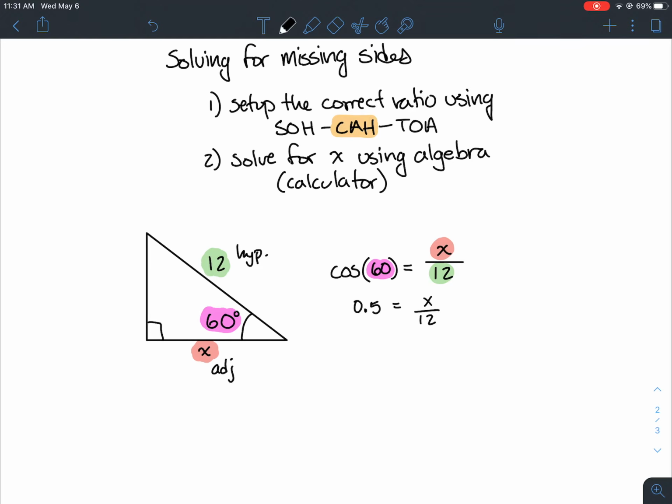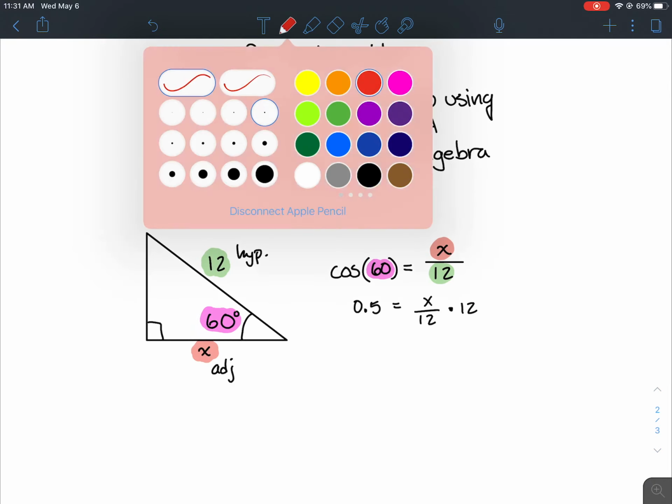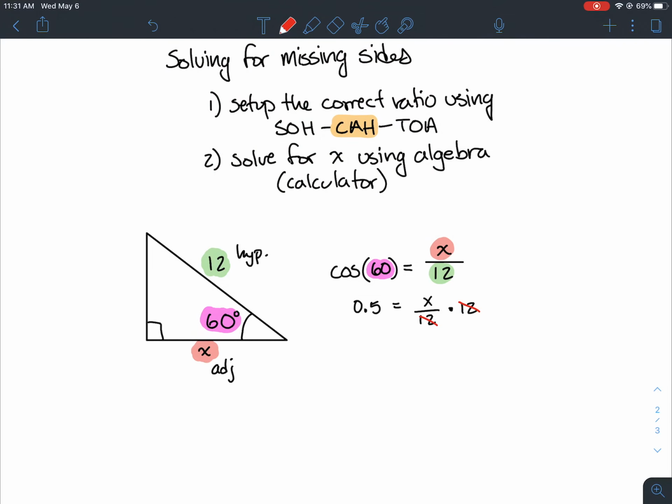So to get x by itself, we're just using our basic algebra now. If x is being divided by 12, I need to multiply that by 12. That's going to cancel those out, but I have to multiply this side by 12 as well. And so 12 times a half is 6. And so that missing side of x is 6. I'll give you a second to process that. And again, feel free to hit pause at any time when you're taking these notes so you can see what's going on and try and make that happen.